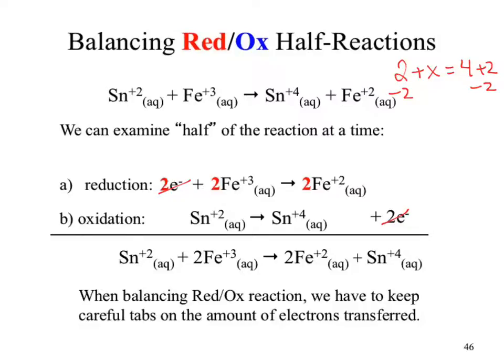Subtracted 2 from both sides. X equals 4. As long as I do the same thing to both sides, I'm good. Okay? When I add up my equation now, what happens? 10 plus 2 plus 2 iron plus 3s, or to make 2 iron plus 2s, and 1 tin plus 4. The whole point was to make sure our equation is balanced.